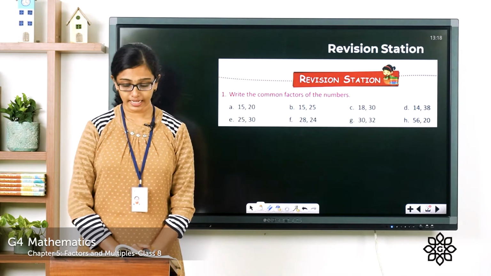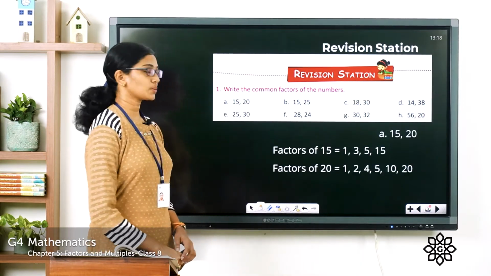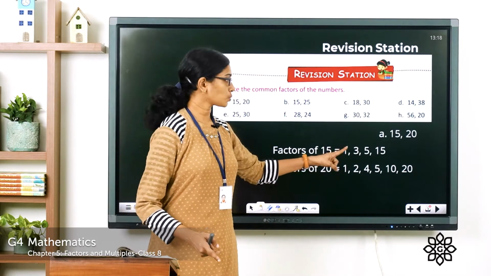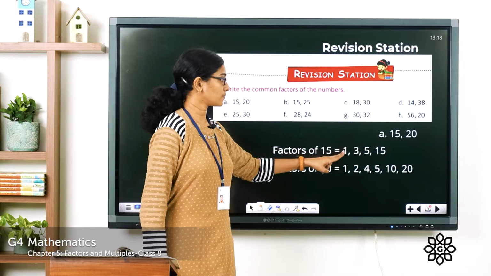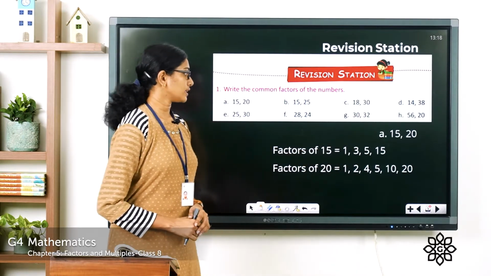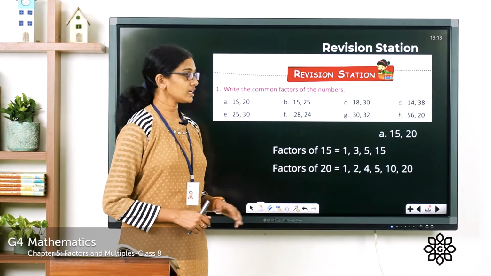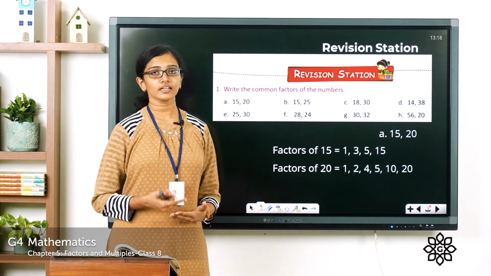Question A, 15 and 20. Which are the factors of 15 and 20? The factors of 15 are 1, because 1 into 15 is 15, then 3 into 5 is 15. So the factors of 15 are 1, 3, 5 and 15. And the factors of 20 are 1, 2, 4, 5, 10 and 20.